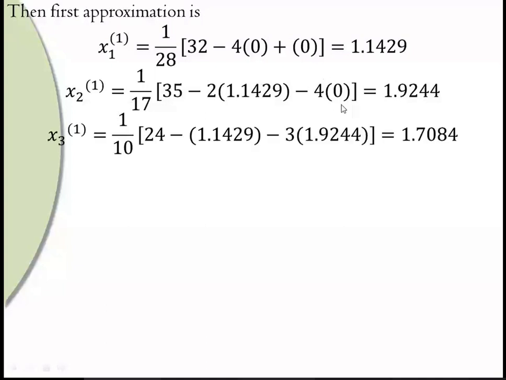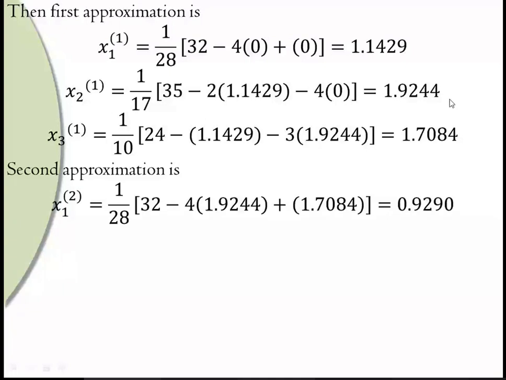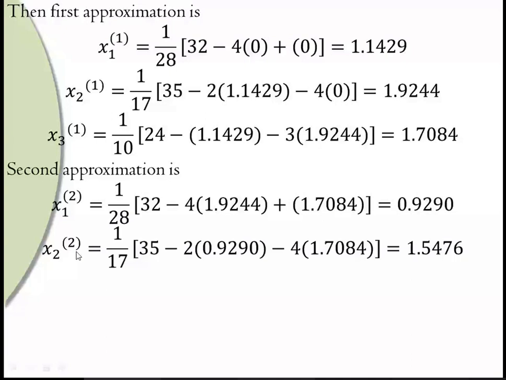Now for finding x3, use new x2, new x1. Always use the modified values. New x1 is this, new x2 is this. So we get x3. Okay. Now again, for finding the second iteration, for the first equation, use all these values as they are. Take x2 as 1.922244, x3 as 1.7084. For finding x2 in the second iteration, take new x1 and this x2, x3. Okay, whichever is new, take that. If new is not available, then use the previous values.